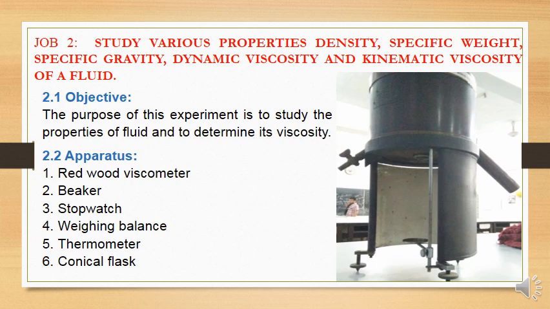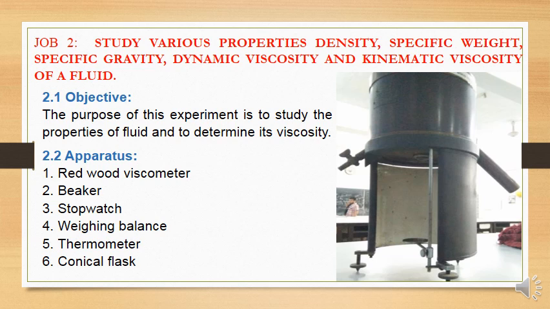The title of job number 2 is to study the various physical properties, density, specific weight, specific gravity, dynamic viscosity and kinematic viscosity of a fluid. The objective of this experiment is to study the properties of the fluid and to determine its viscosity. To achieve this objective, we are going to use certain apparatus to perform the experiment. The list of apparatus that we are going to use for this particular job starts with the Redwood viscometer.